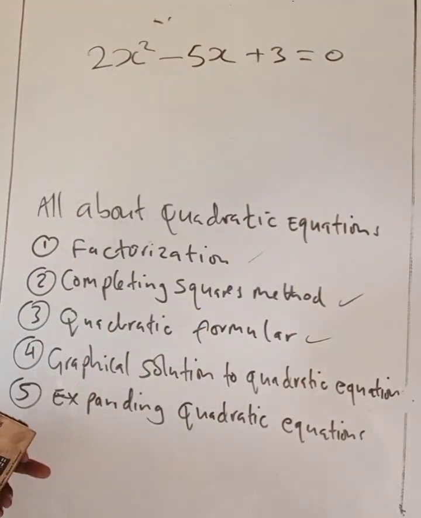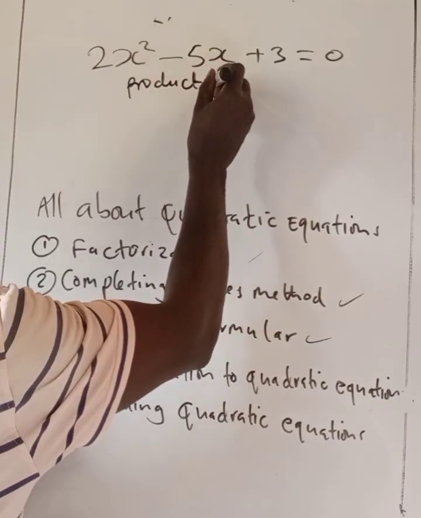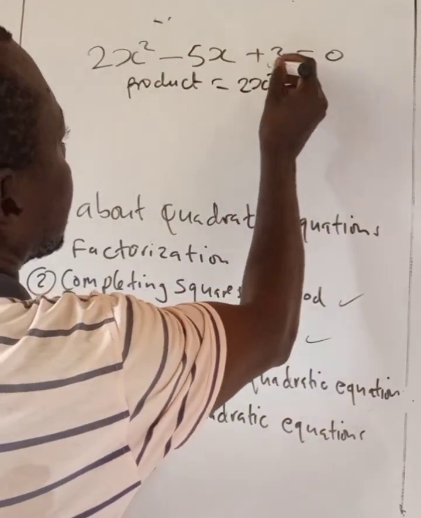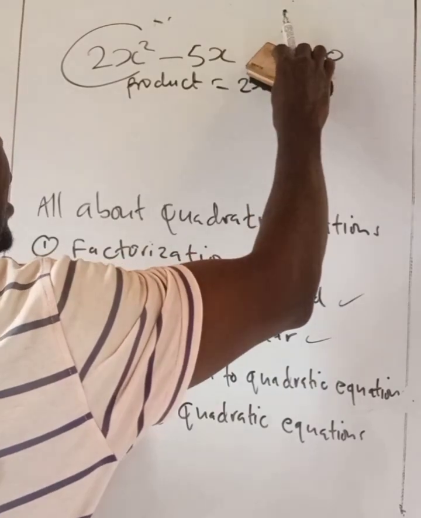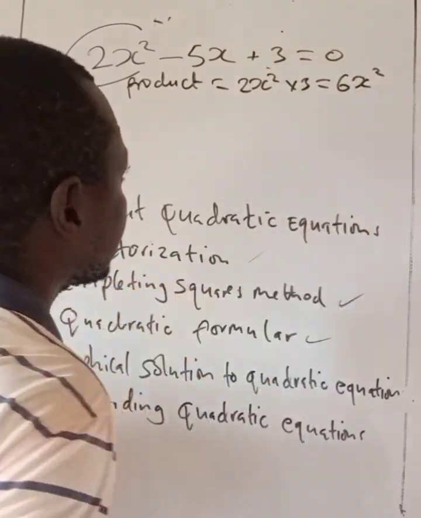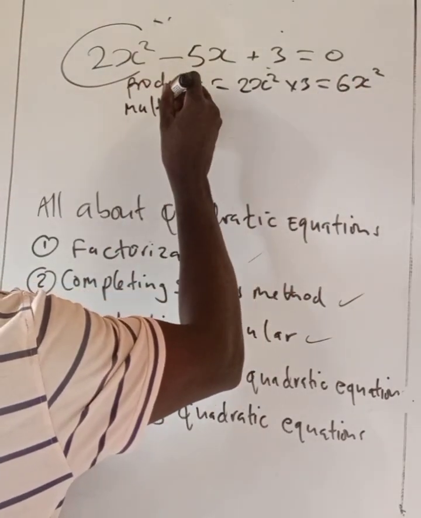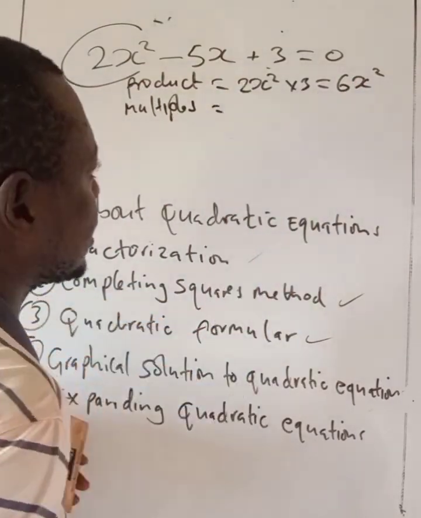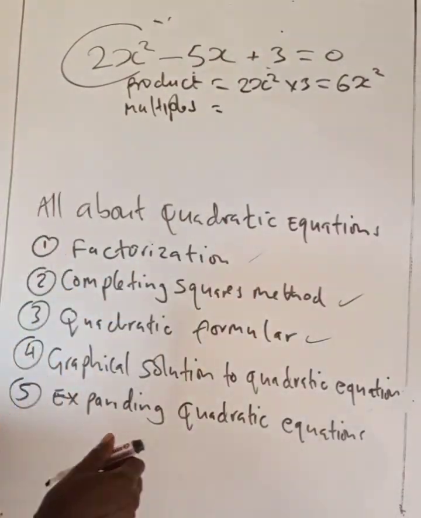Let's start by factorizing. To factorize this equation, we need to get the product of 2x squared and this number, taking into consideration the sign before the number. Multiplied by 3, we get 6x squared. The next step, we need to get the multiples of this number. But the multiples should be such that if you add the individual multiples, you get this number, negative 5x.